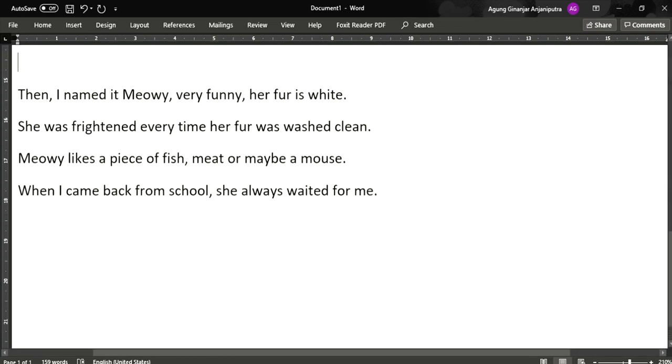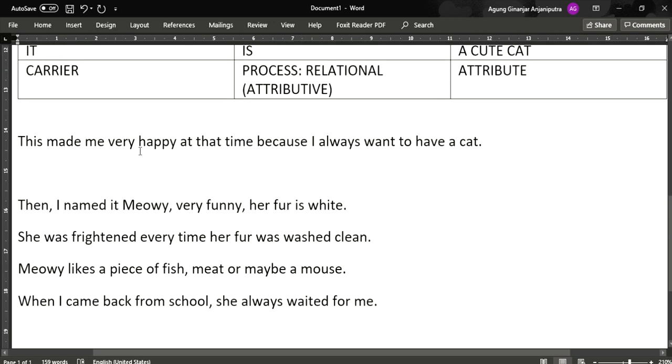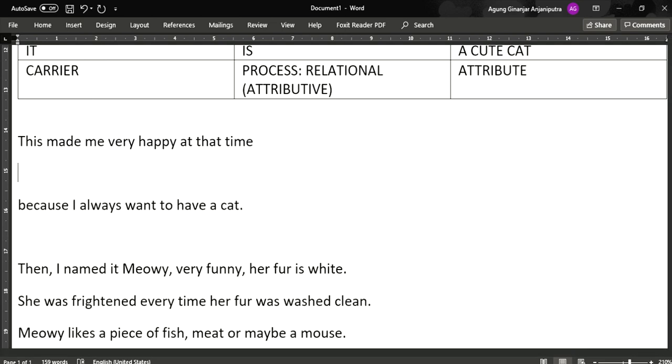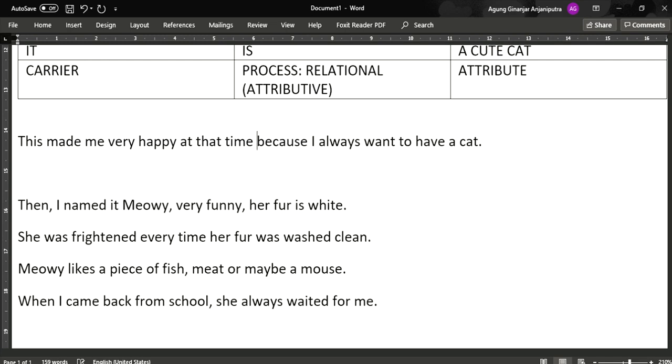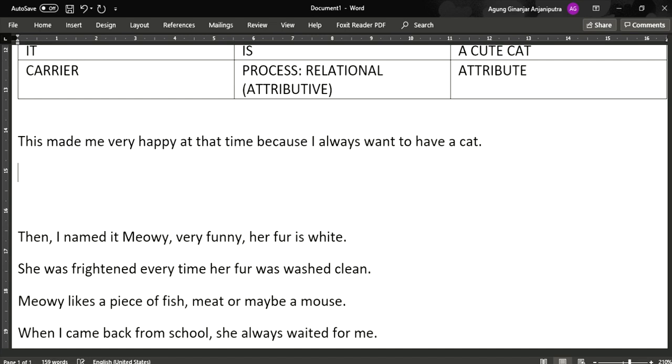Sorry. So the next one: "This made me very happy at that time because I always wanted to have a cat." So we can divide this into two clauses. We need to first analyze this one: "This made me very happy at the time." Or we can also make this a circumstance.